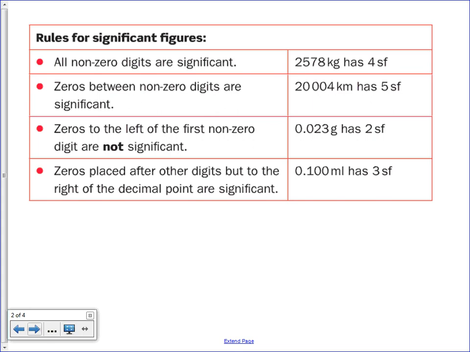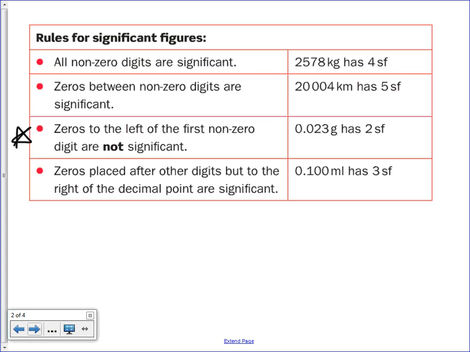All non-zero digits are significant. Any zero that appears between two non-zeros is significant. This third one is the one that most people usually forget, and it's that zeros to the left of the first non-zero digit are not significant. So if it says 0.0000007, only that 7 is significant. Okay, so all the zeros before the first non-zero are not significant.